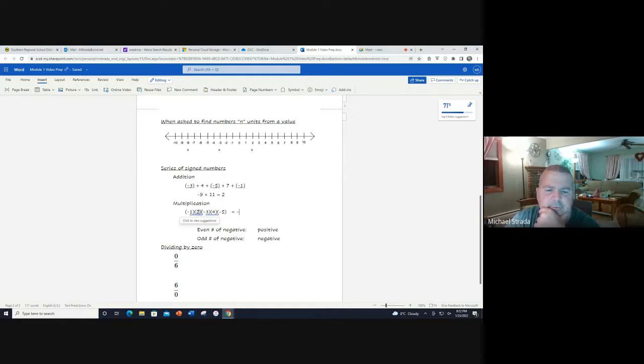So now I'm just going to multiply the numbers together and keep the negative. 1 times 2 is 2. 2 times 3 is 6. 6 times 4 is 24. 24 times 5 is 120. So the product of those would be -120.